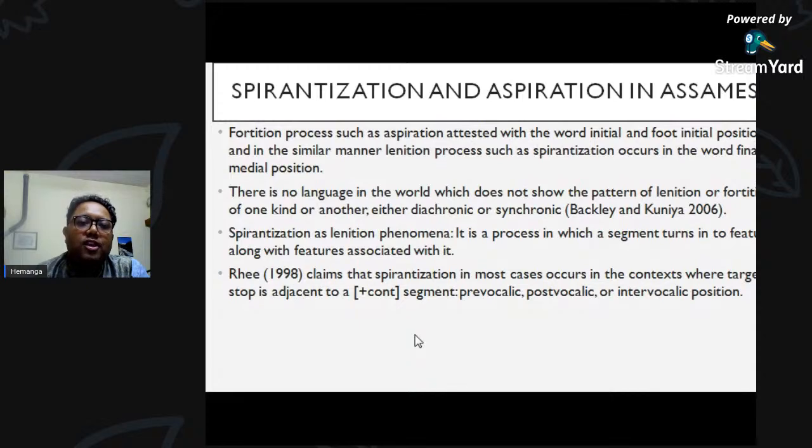There is no language in the world which does not show the pattern of lenition or fortition of one kind or another, either diachronic or synchronic, as stated by Backley and Fynn 2006. Spirantization as a lenition phenomenon is a process in which the segment turns into a fricative along with features associated with it. Rice 1998 claims that spirantization in most cases occurs in the context where the target stop is adjacent to a plus continuant segment: pre-vocalic, post-vocalic, or intervocalic position. So these are different interpretations of spirantization.